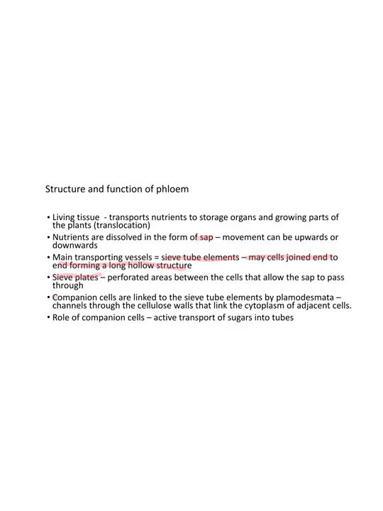Companion cells are linked to the sieve tube elements by plasmodesmata, and these plasmodesmata are just channels that link the cytoplasm of one sieve tube element to another, channeled through the cellulose wall. And the role of the companion cell is that it contains many mitochondria, allowing the active transport of sugar into those sieve tube elements. Okay.